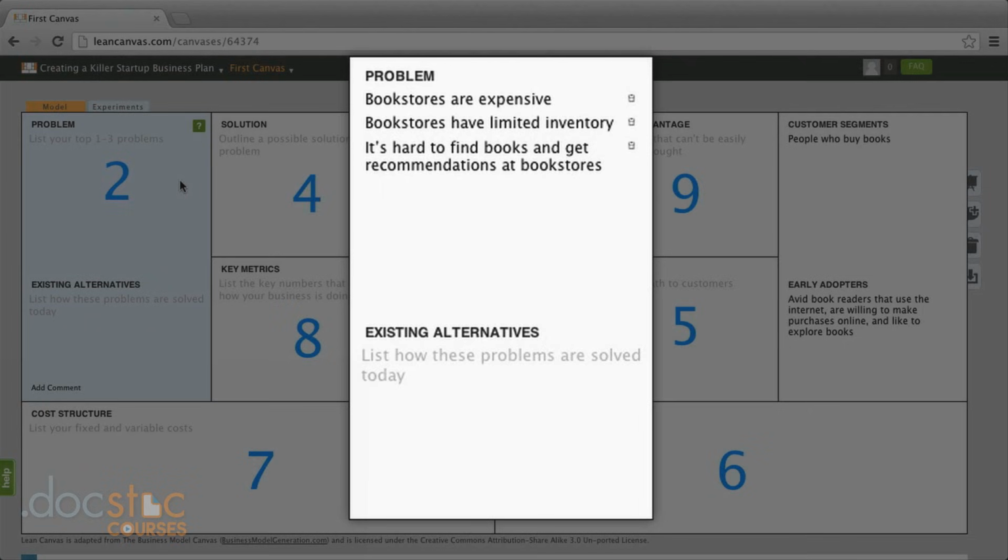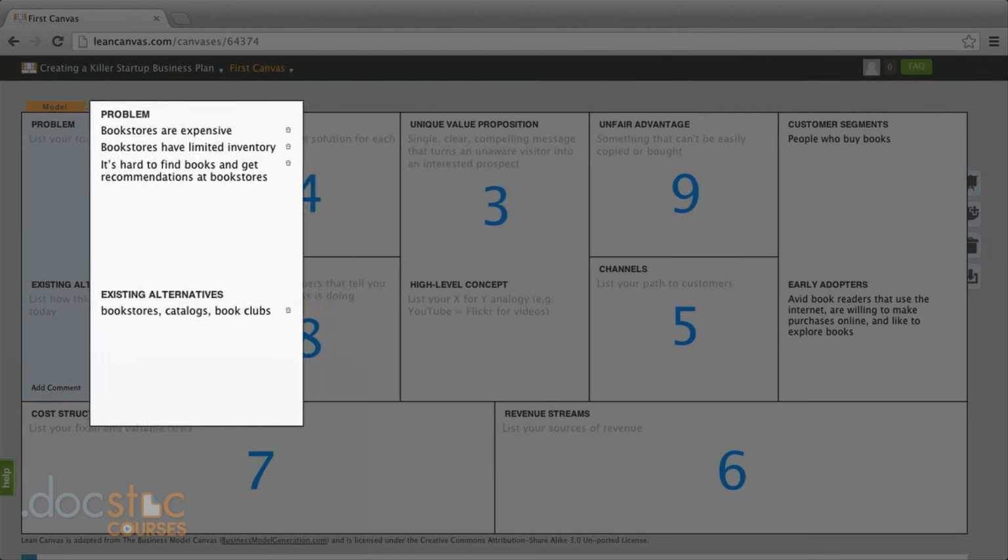So what were the alternatives? This is the second part of the second section of the Lean Canvas. Just who are my competitors? Who am I competing with? Obviously, it's bookstores. Books were sold through catalogs regularly. And there were book clubs where you subscribed to it and a couple books were sent every few weeks or every month. None of these really solved any of the problems that Amazon wanted to solve, which was trying to make them less expensive, having an unlimited inventory, and making it easy to find books and get recommendations across all sorts of genres.